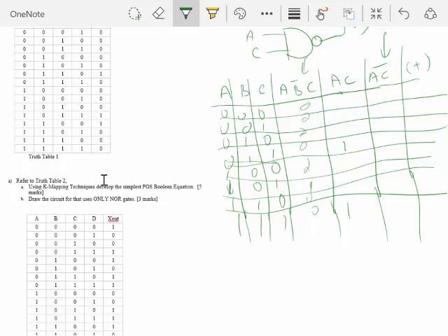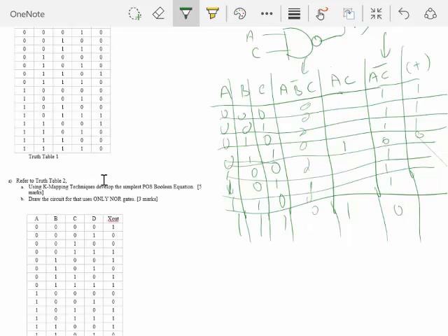Right there. So A not C is going to be true here, here, here, right there. As it turns out, our truth table is going to look like this right here. This is going to be a 0 here. This is going to be a 1, 1, 1, and a 0 right there. It's going to look something like that right there.